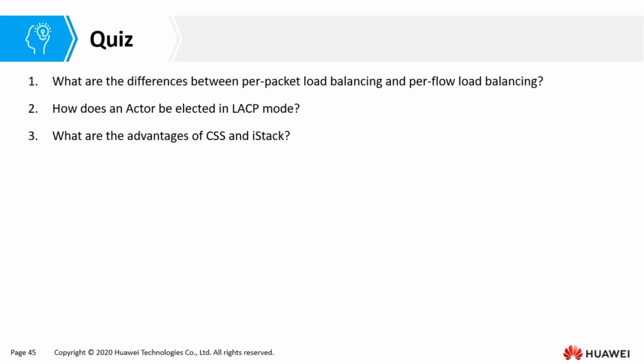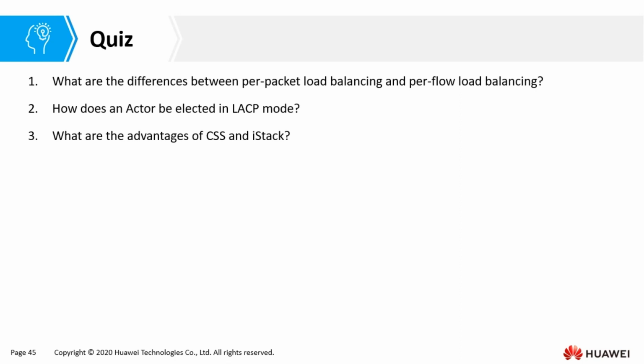Okay, so we're going to summarize what we learned under this topic. Basically, we learned about link aggregations. We looked at two types, manual mode and LACP mode, and how you determine the actor, active interface, and active link. Then we also saw the technology and advantages of CSS and iStack.